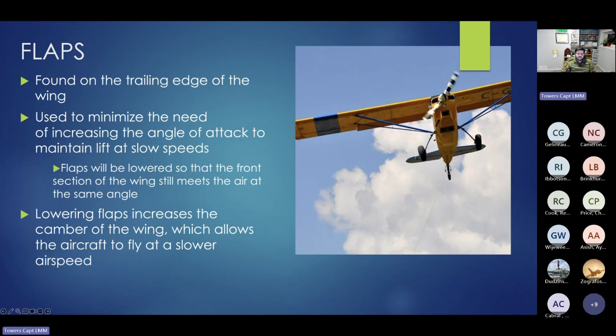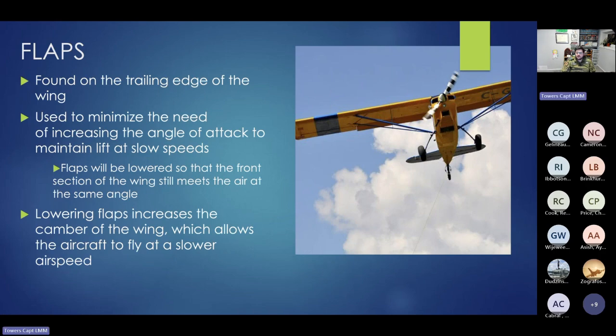Okay, next up, flaps. Flaps are found on the trailing edge of the wing. You can see right here, we've got the wing, and then we've got the ailerons right here, and these are the flaps. They are used to minimize the need of increasing the angle of attack to maintain lift at slow speeds. Lowering the flaps increases the camber, which is the curvature of the wing, which allows the aircraft to fly at a slower airspeed.